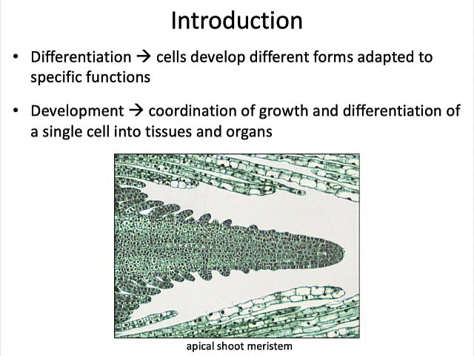The next term is differentiation. This refers to the fact that cells develop different forms adapted to specific functions. Next is development. This refers to a coordination of growth and differentiation of a single cell into tissues and organs. For example, at a shoot apical meristem, we will see differentiation and development occurring in chronological order.